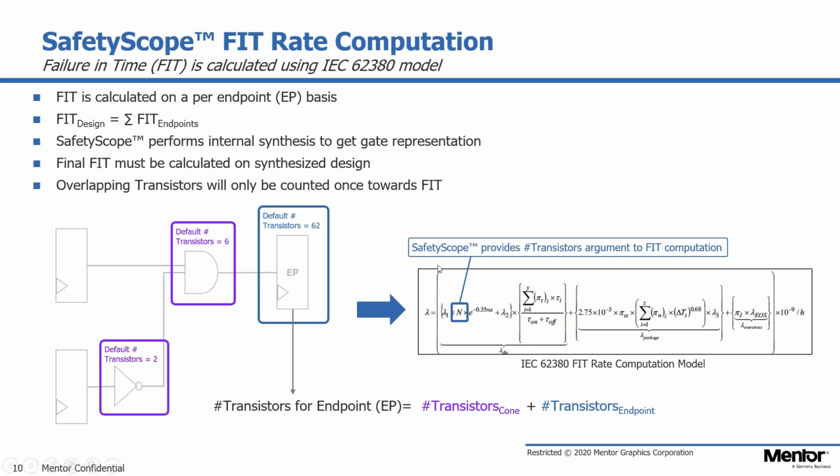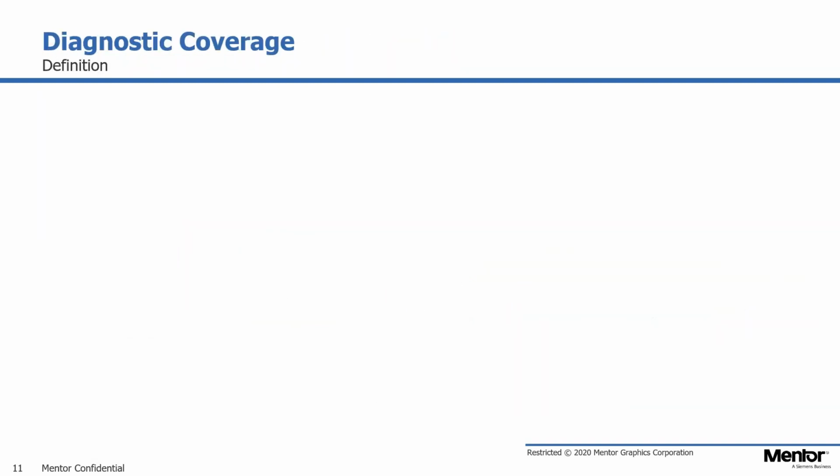And then, as already outlined, we have all the necessary parts of the formula filled up with values, and then the tool can come up with according calculations for the basic FIT rate. However, SafetyScope provides one more step, which I will outline now in a second.